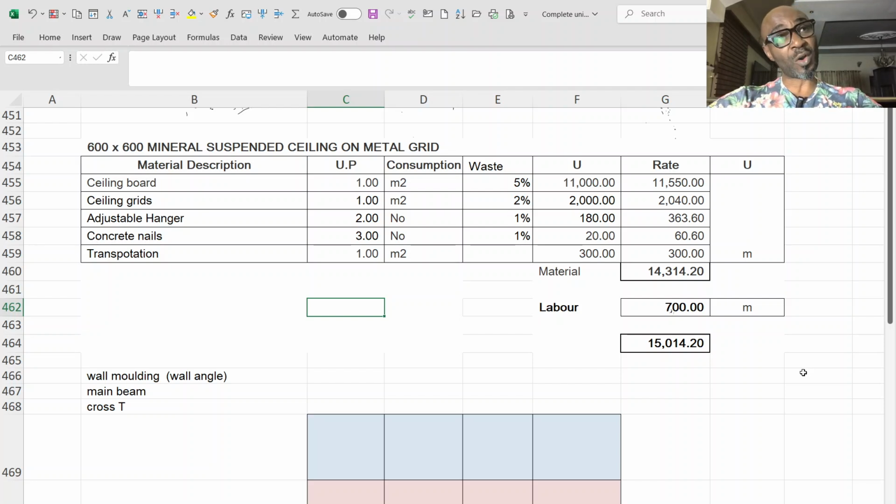Then you have a button cover the edges of the joint where the two asbestos sheets or the plywood meet. But in the case of the mineral suspended ceiling, we are going to be analyzing the rate. It is produced from the factory in 600 by 600 tiles.